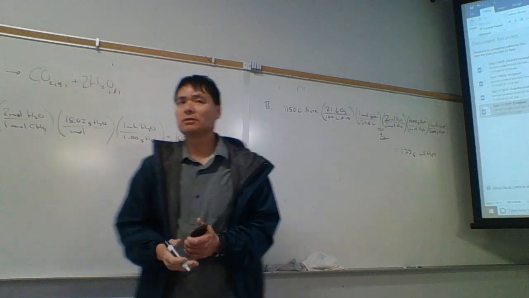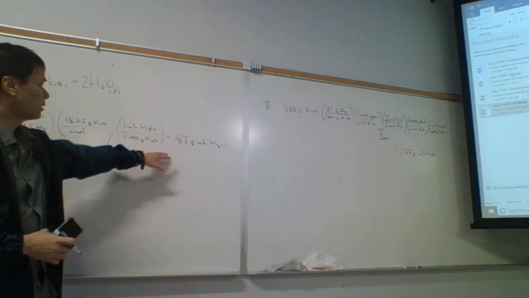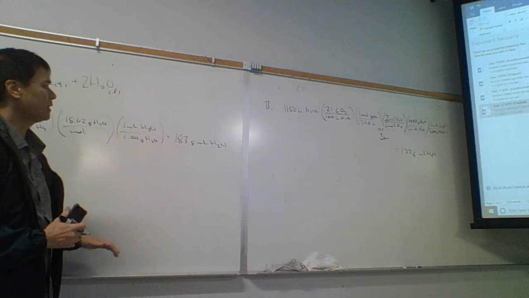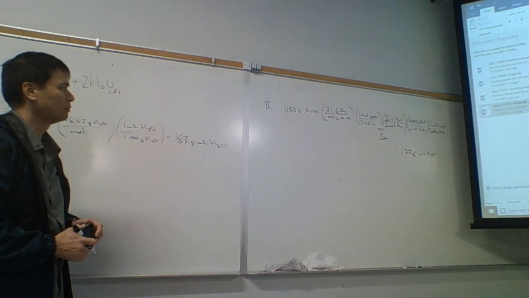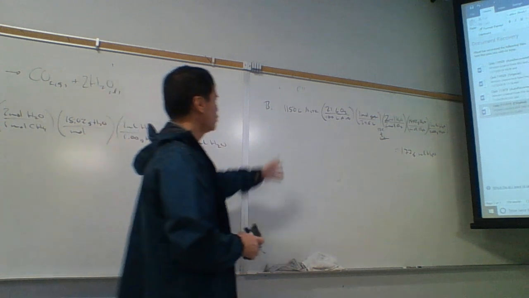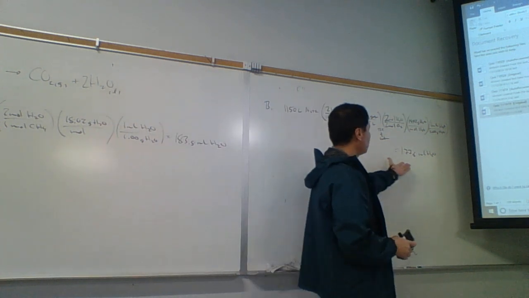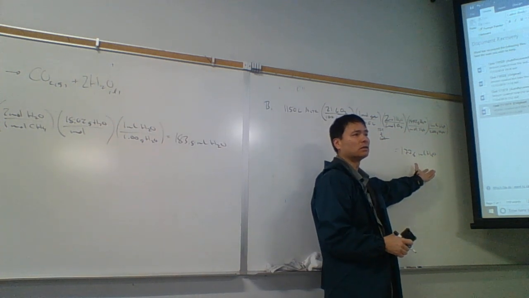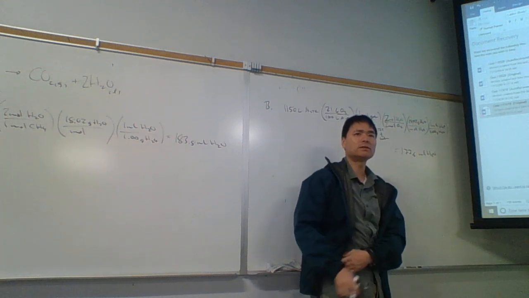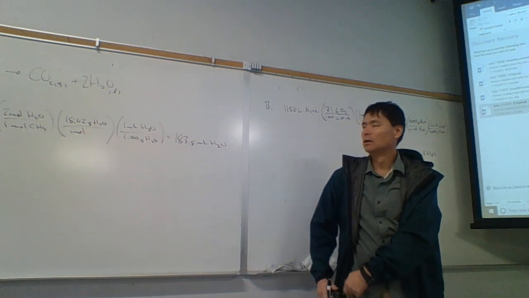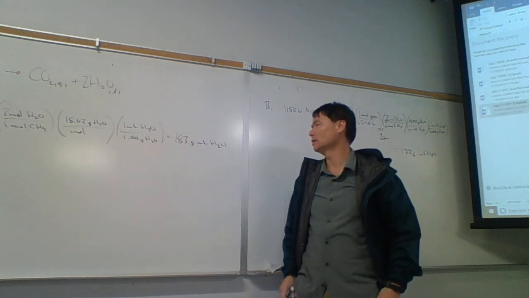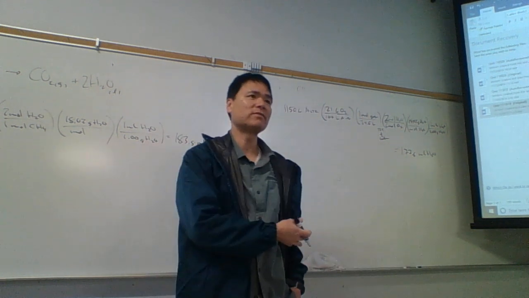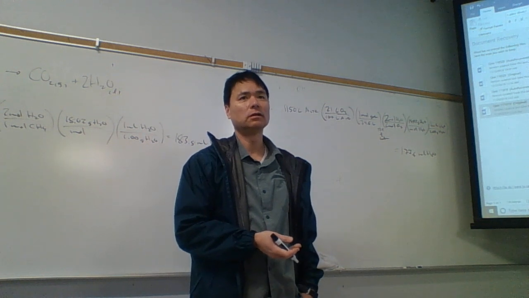Right, now I compare the two. If I burn all the methane, I'm going to get about 184 milliliters of water. If I use up all the air, I'm going to get 178 milliliters of water. So what is my yield of water? Do I add these two numbers together? Is that correct? Do I take 184 plus 178 and that's my total yield of water? No.